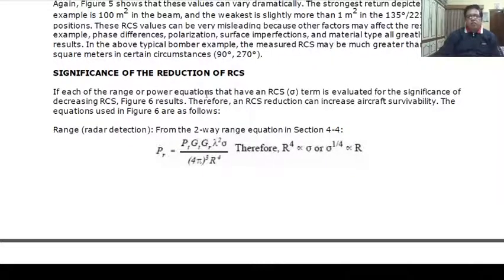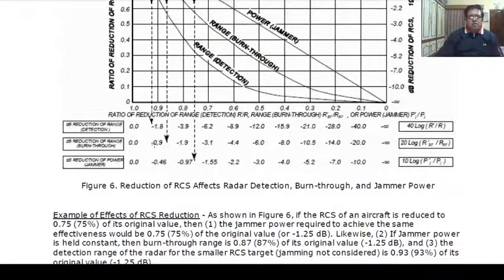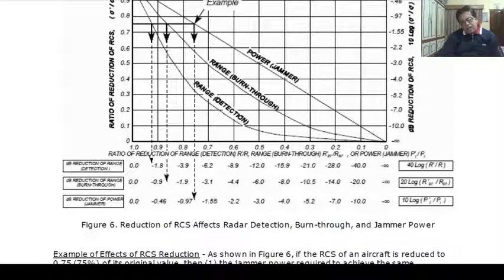If each of the range or power equations that has a radar cross section term is evaluated for the significance of decreasing RCS, figure 6 results. Therefore, an RCS reduction can increase aircraft survivability. The equations used in figure 6 are as follows. This is figure 6. Reduction of RCS affects radar detection, burn through and jammer power. This is radar range, burn through and power jammer.